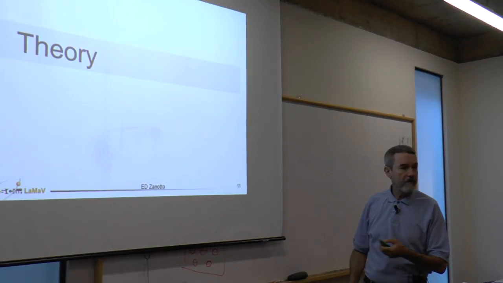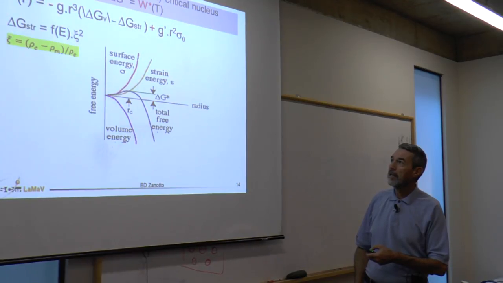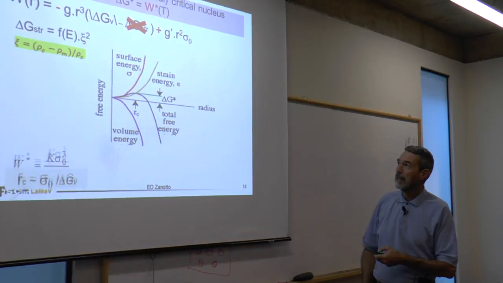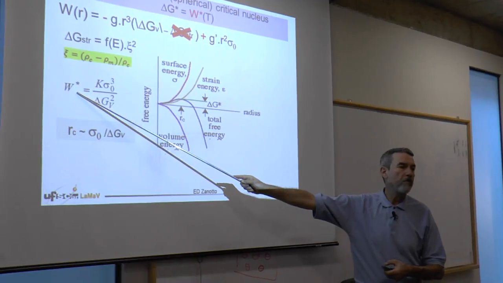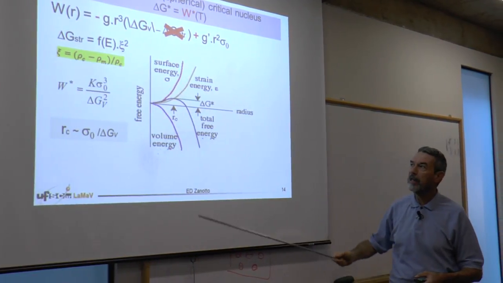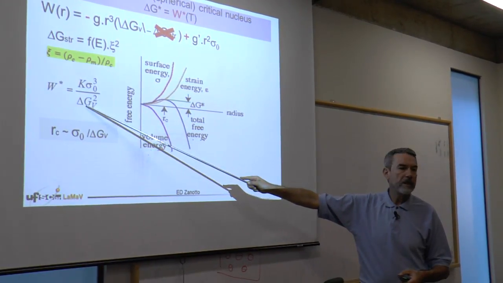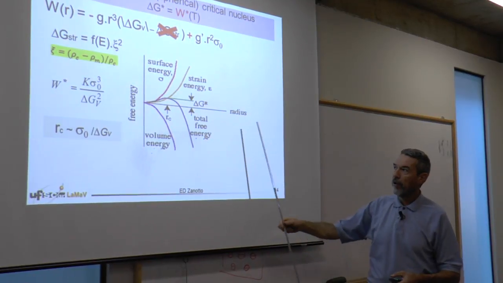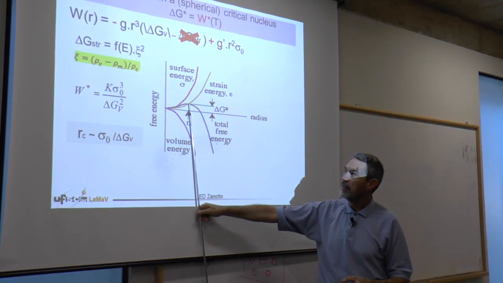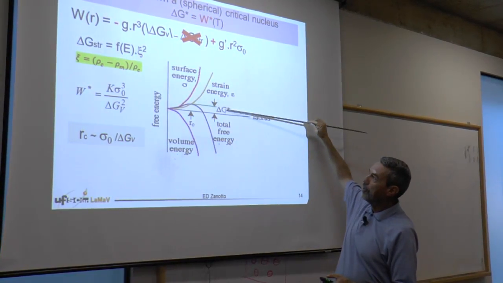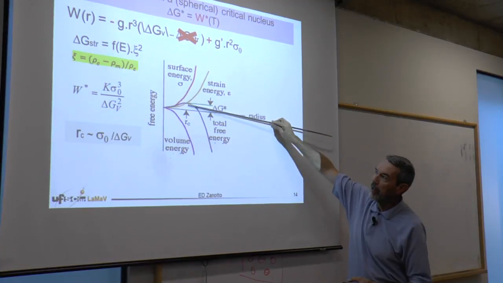I'm going very fast because this is just a recap. We have seen that the thermodynamic work, W, to form a critical nucleus depends on the surface energy and delta GV. And for a particular size, we have delta G star or W star. This is the same, the work to form a critical nucleus.